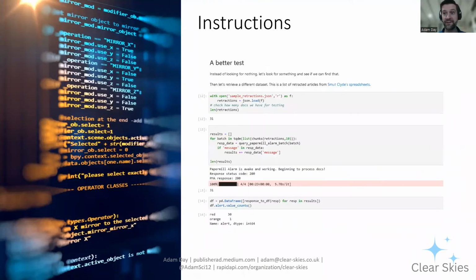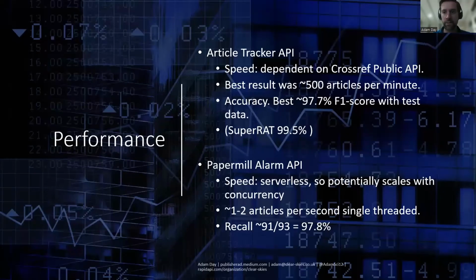Now, if we want to see, does it detect what we want it to detect? Then what we can do is just take a bunch of the retractions from Smucklide's lists. Okay, so they're just picked out from the list that Smucklide has shared. And there's about 31 of them here. And the result is that 30 of them come up as a red alert, which means this is very similar to something that's been flagged in the past. And one of them comes up as an orange alert, which means it's not super similar, but still worth paying attention to.